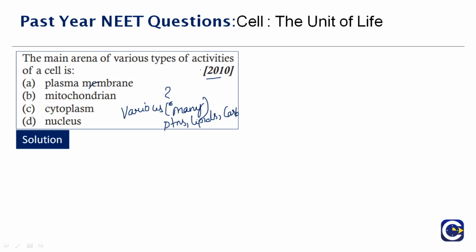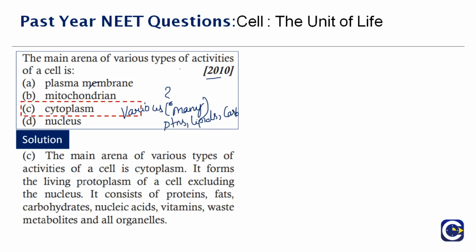So here they have clearly mentioned various types of activities. If they hadn't mentioned this, then you would have got confused, because all the four options given here are main. But when they talk about various activities excluding the others, the correct answer is option C, cytoplasm. As I said, they have proteins, fats, nucleic acids, vitamins, and many more associated with it.